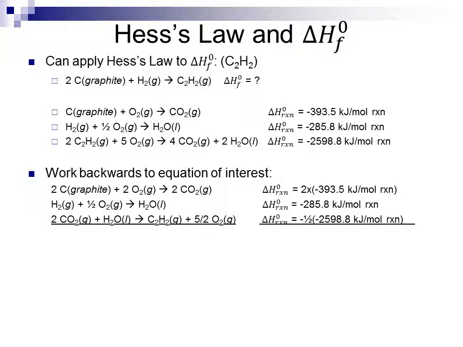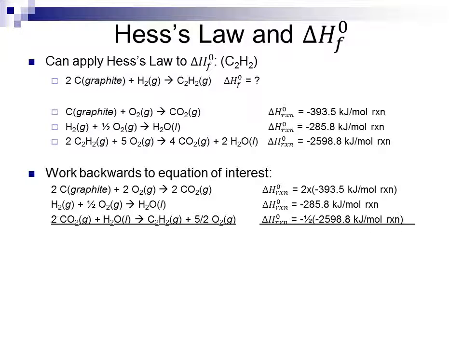For the last reaction, we have to both reverse the reaction because in the reaction above, C2H2 is on the reactant side, not the product side, and because C2H2 is represented with 2 moles of C2H2 and we want to form only 1, we have to also cut the reaction in half. So we wind up with 2 CO2 plus H2O yielding C2H2 plus 5/2 oxygen. So our energetic then is a reversal of the sign and cutting the reaction in half.